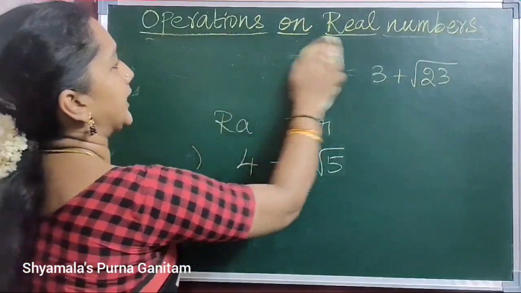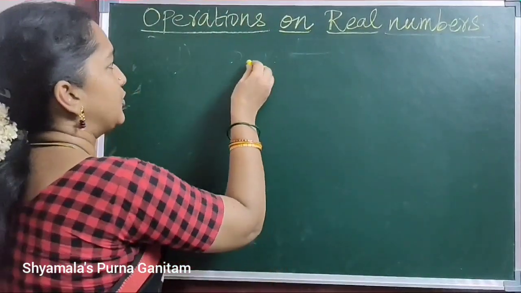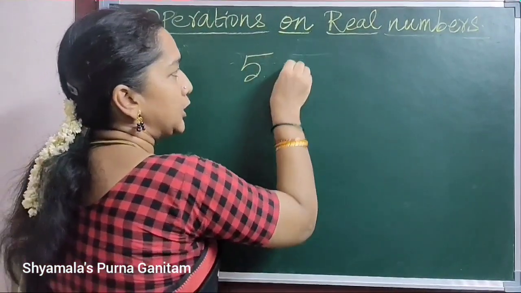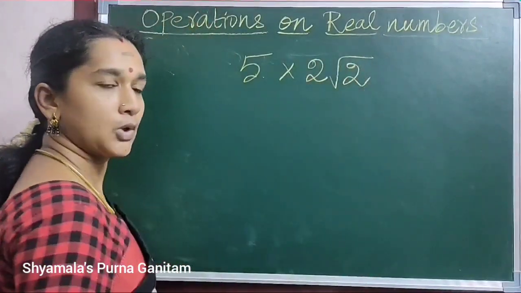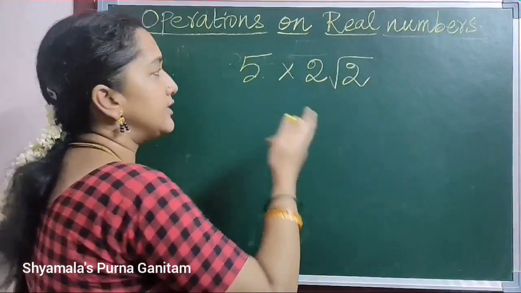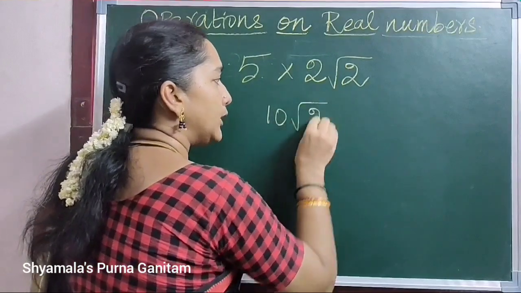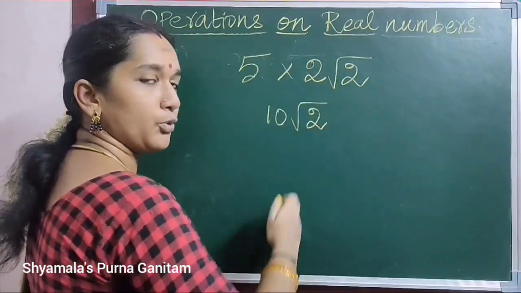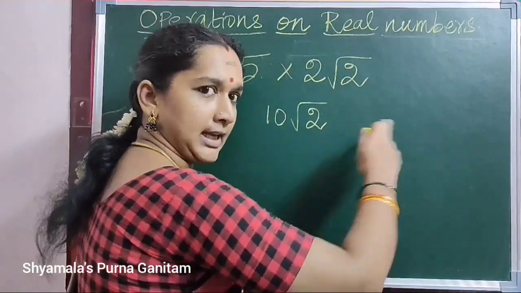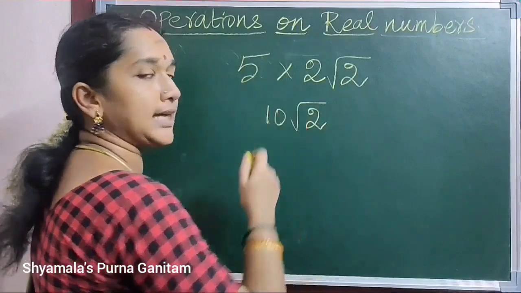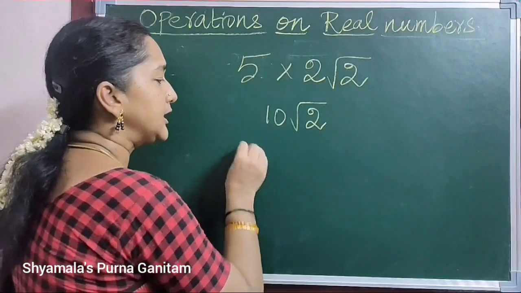Then product and division. Same way. 5 into 2 root 2. In this one, these whole numbers can be multiplied. 5 twos are 10. Root 2 only you will get. 10 root 2. For root 2, 1 point something you will get, that is an irrational number only. So you will get the answer as 10 root 2. This is also irrational. The same rule is applicable for division also.